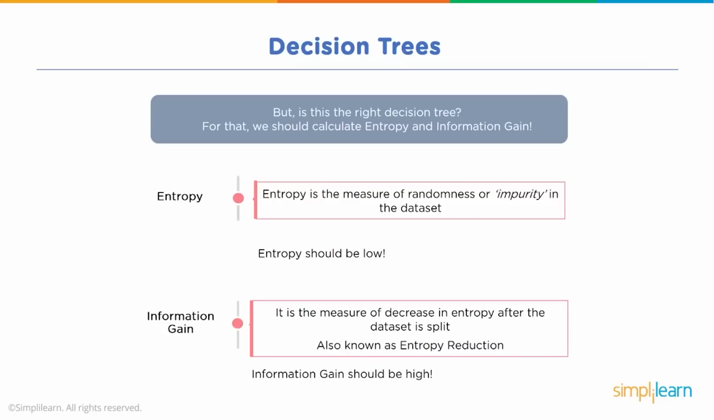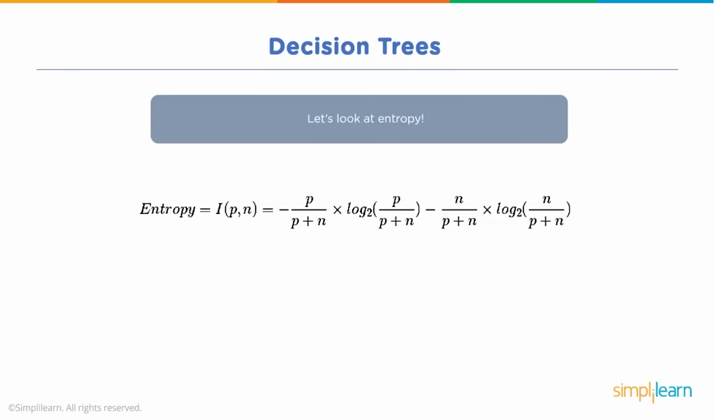Entropy is a measure of randomness or impurity in the data set. Entropy should be low. So we want the chaos to be as low as possible. We don't want to look at it and be confused by what's going on there with mixed data. And the information gain is a measure of decrease in entropy after the data set is split, also known as entropy reduction. Information gain should be high, so we want the information that we get out of the split to be as high as possible.